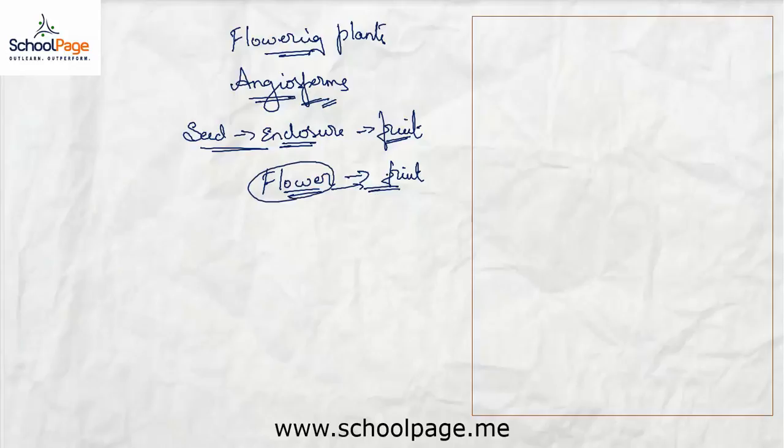But we always wondered how this was possible. It was not less than a miracle. Now, in this video, let us understand how this miracle happens. Flowers are the reproductive organs of angiosperms. We already know this. Flowers can be of two types: unisexual flowers and bisexual flowers.